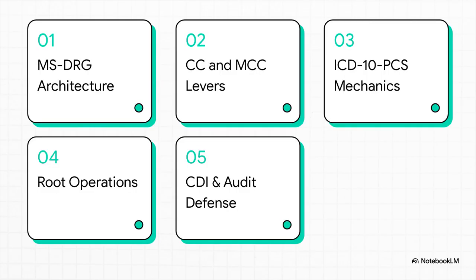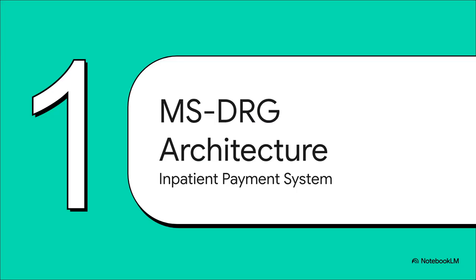All right, here is our roadmap for today. 1. MDC 22 surgical hierarchy. 2. High-volume burn DRGs. 3. ICD-10 PCS precision. 4. Root operations deconstructed. And 5. CDI and audit defense. Let's get right into it with Section 1, Overview of the MDC 22 surgical hierarchy.